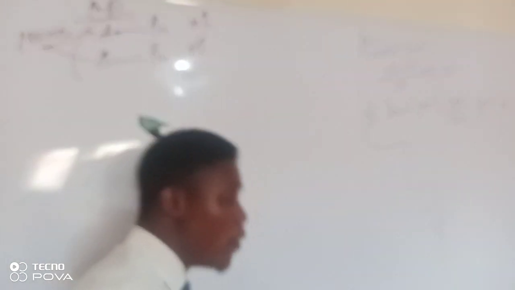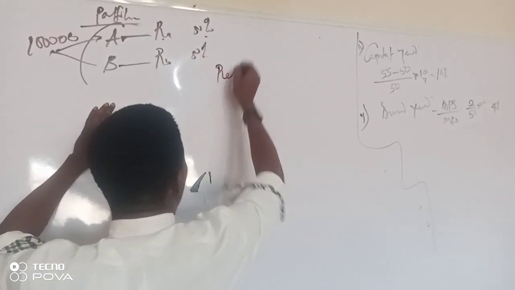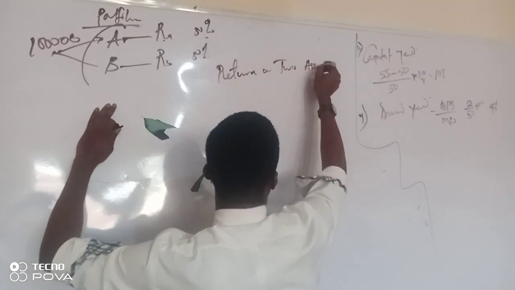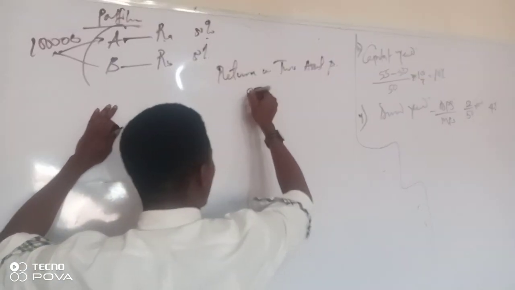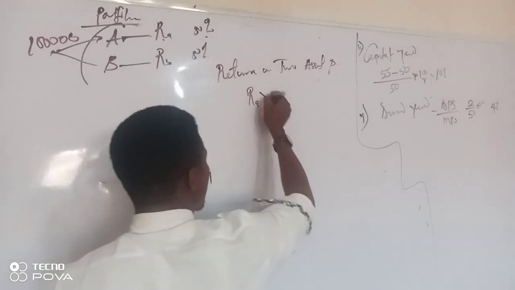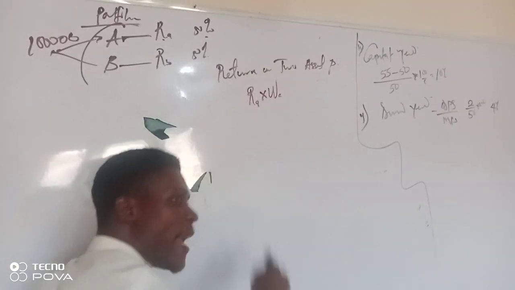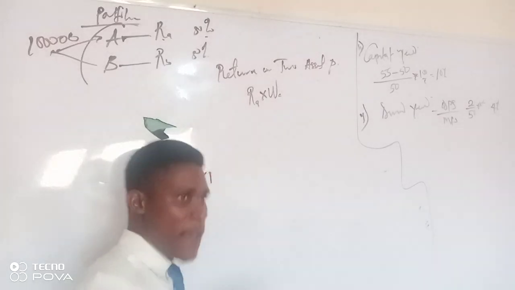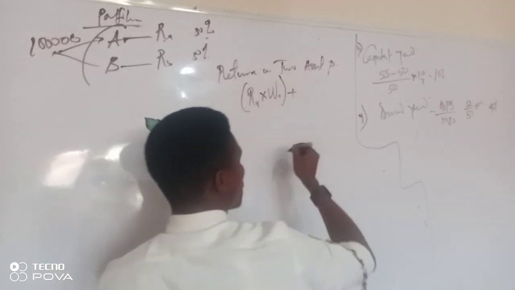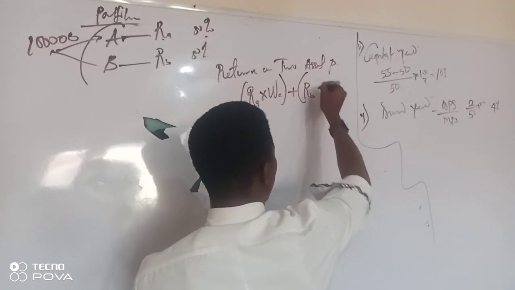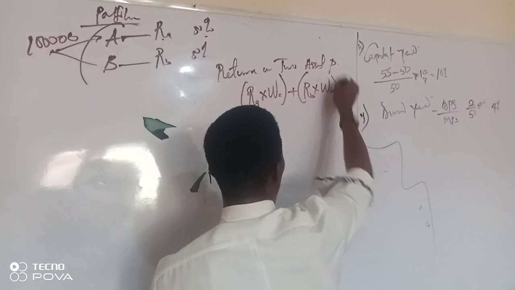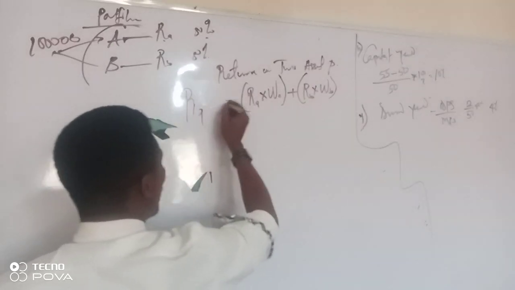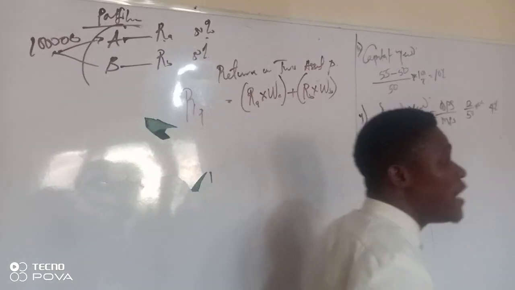Invariably, the return on a 2 asset portfolio is the return of A times your proportion of investment, the weight of A, which is the proportion of your investment in A, plus the return of B times the weight of B. When you add this together, that's your return on the portfolio. You are now finding the weighted average of the returns.